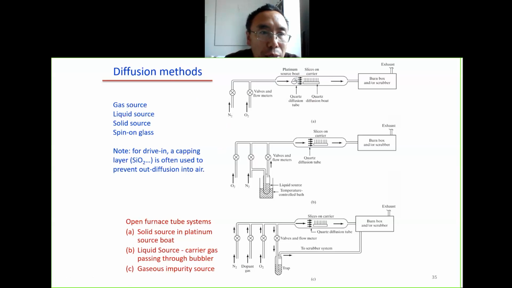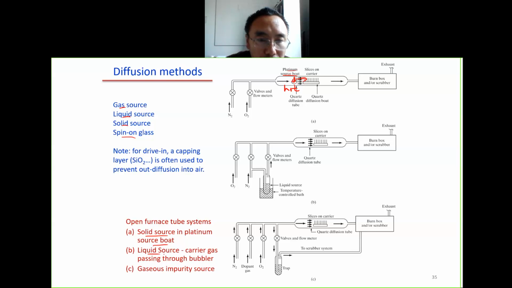The source can be a gas source, a liquid source, a solid source, or spin-on glass. You can see here, the first one is the solid source in a platinum source boat. We put the source material inside the platinum source boat. Then it is heated and vaporized, then it comes to the wafer.